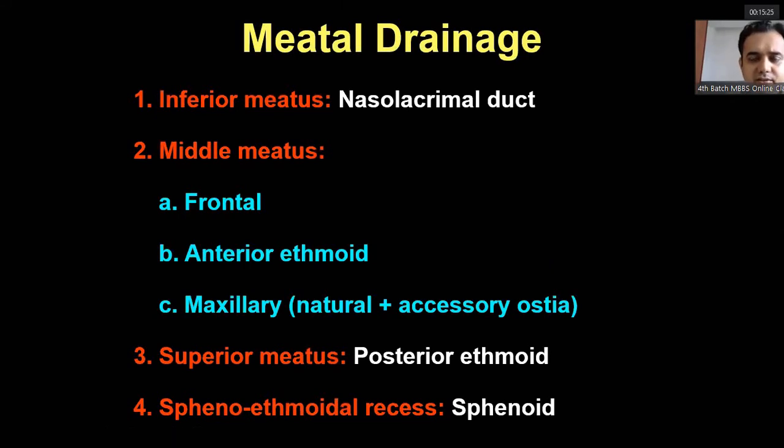Now meatal drainage. This is also very important. In the inferior meatus, the nasolacrimal duct drains. In the middle meatus, the frontal, anterior ethmoid, and maxillary sinuses drain. The maxillary sinus drains through the natural ostium and the accessory ostium. In the superior meatus, the posterior ethmoid drains. Similarly, there is the sphenoethmoidal recess where the sphenoid sinus drains. We are going to talk more about the drainage in the physiology chapter.